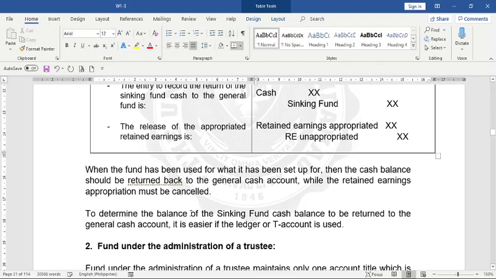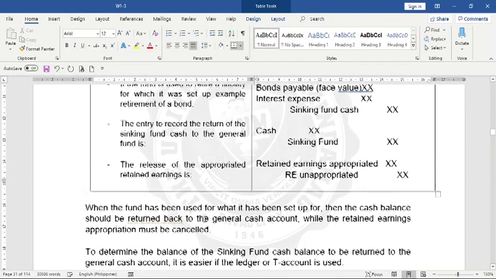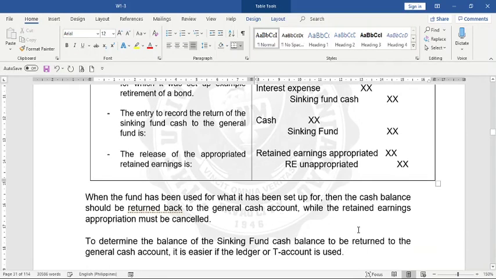So, to determine the balance of your sinking fund cash balance, you make a T-account, para madali lang siya. Okay, so that's it. So, thank you for listening.